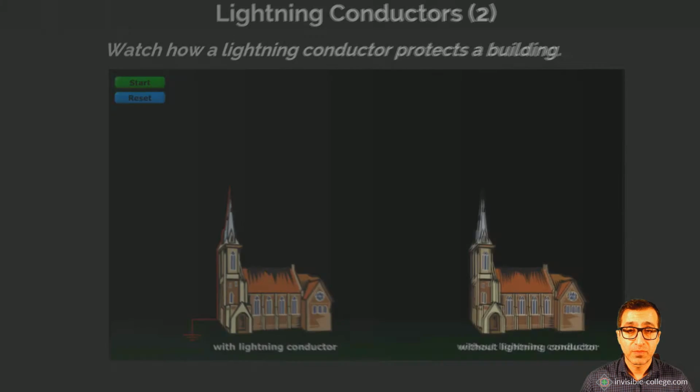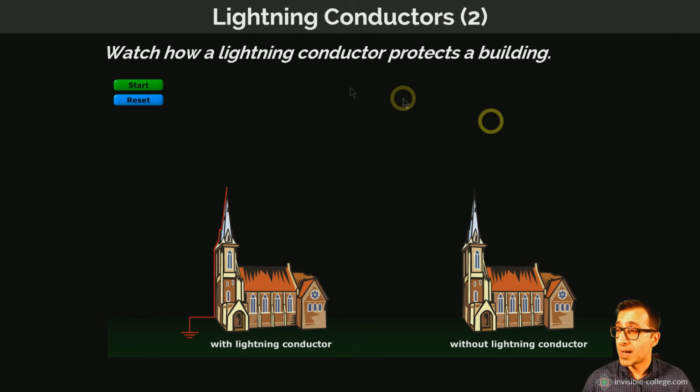So this animation here, in a very basic way, shows how a lightning conductor protects a building. Here we have the conductor, which is a big cable made of metal, and this goes down into the ground. This symbol here is the symbol for earthing of an electrical wire. This simply means that the wire goes deep into the ground and can allow any current flowing through the wire to go off into the surrounding soil and rocks of the earth.